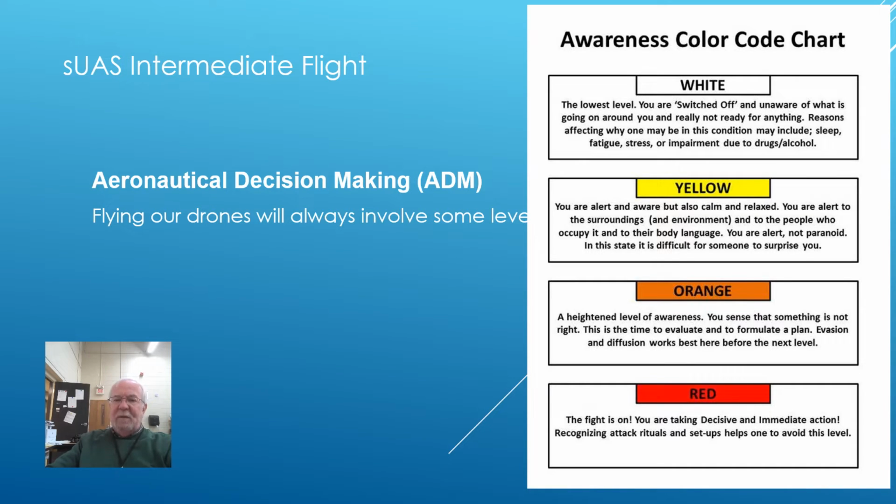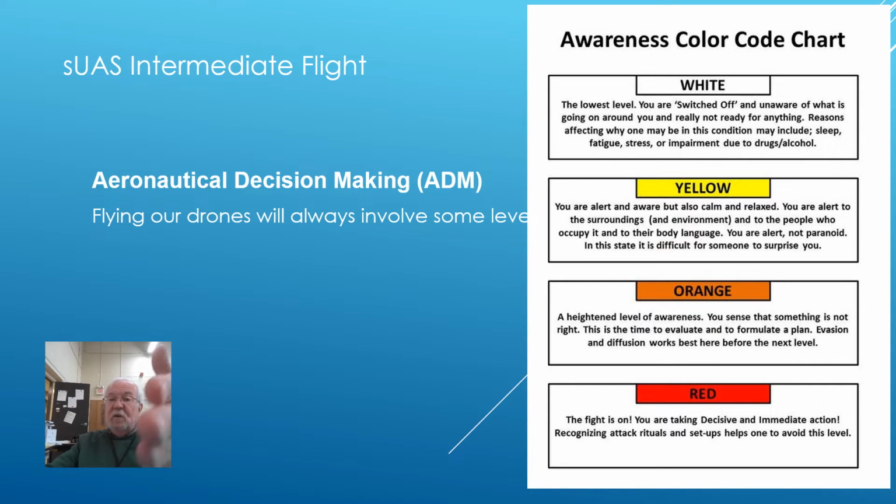But if we were to go out on a road, we're driving, we'd want to be at least yellow. We'd be alert and aware, but relaxed, we're just driving, right? You're alert to what's going on around you. You're situationally aware, you're maintaining information about what's going on, about the people around your area and their body language as well. You're not paranoid. We don't want to live in paranoia constantly. But in a yellow state, it's difficult for someone to surprise you.